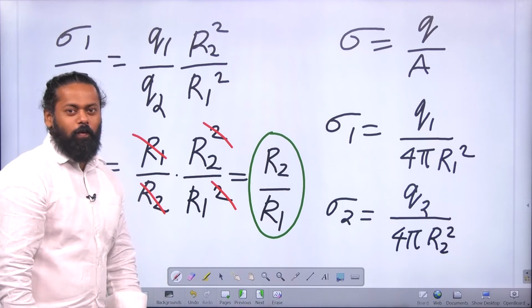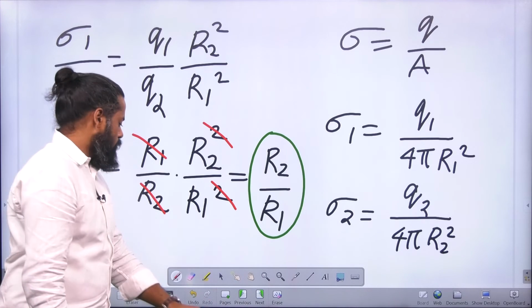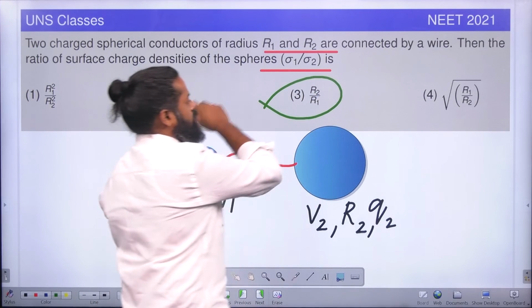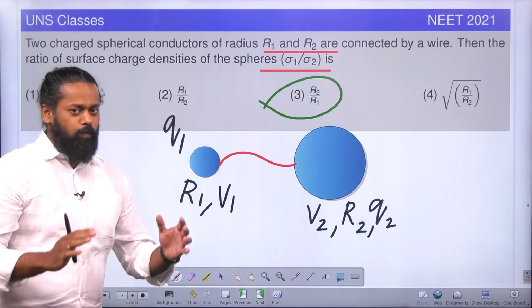If you don't know the concept, you may write r1 by r2. There is a very good chance for that. The correct option is option 3, r2 by r1. I hope all of you understood this question.